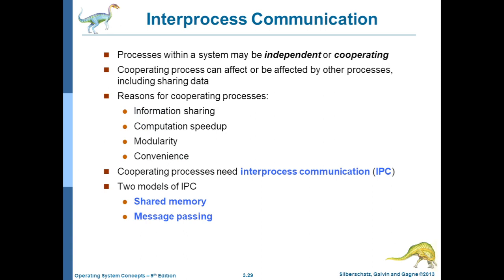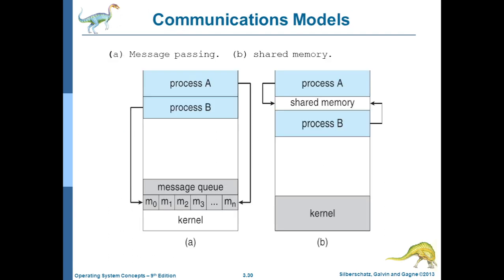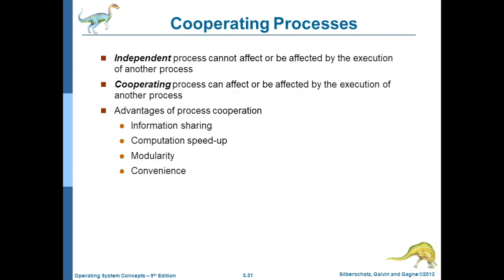Inter-process communication means communication between different processes. For optimizing CPU utilization, there needs to be communication between different processes. It is done by inter-process communication in the operating system. There are two types of process: independent and cooperating. An independent process cannot affect or be affected by the execution of another process. If a process is dependent on another process or affected by it, it is called a cooperating process.